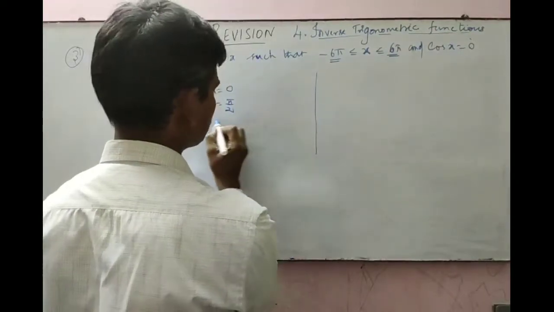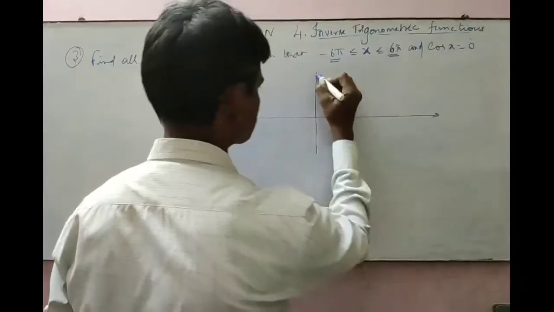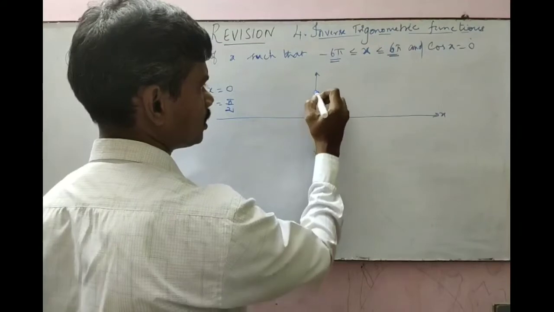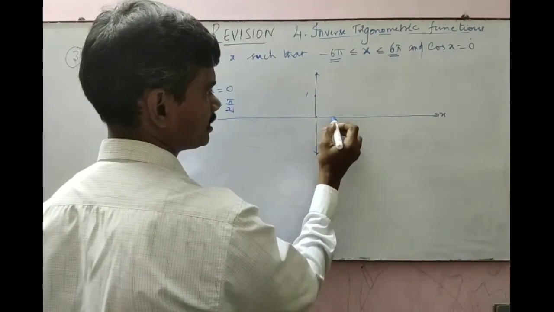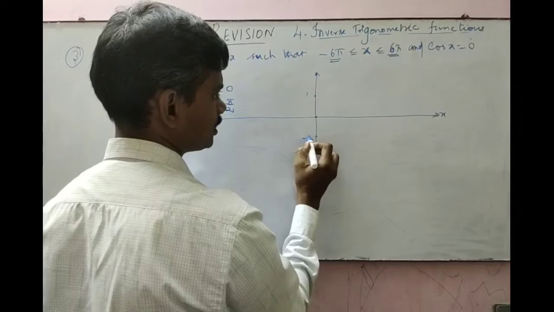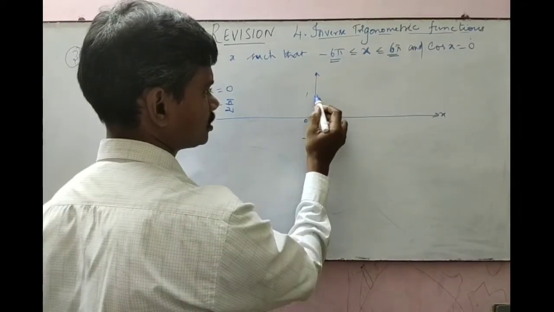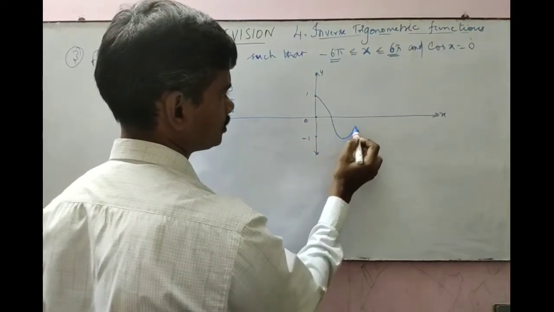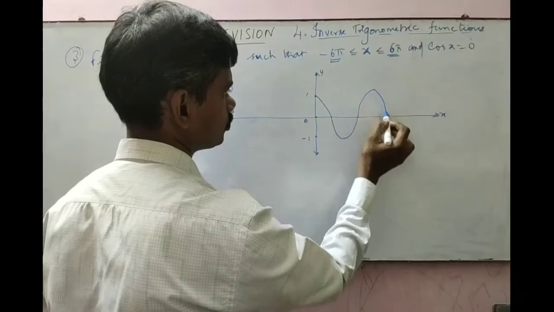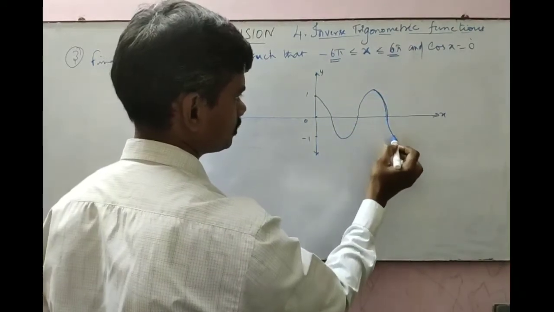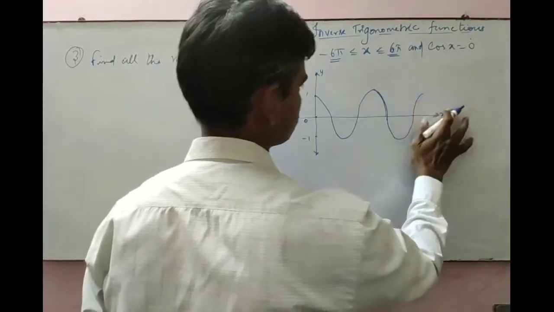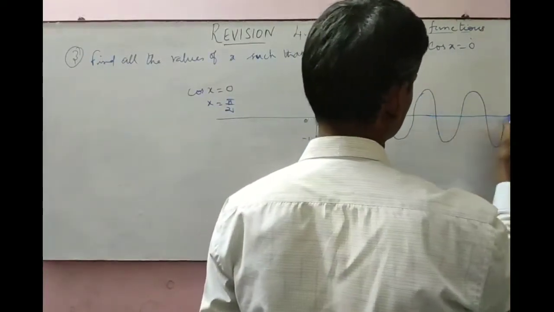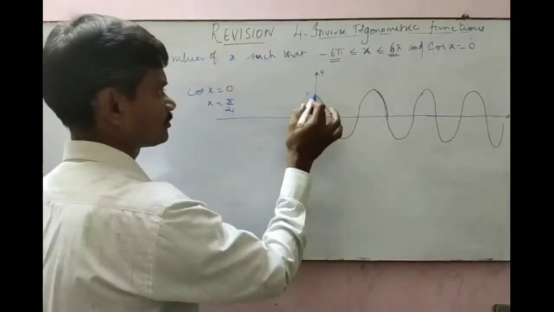So first I am going to draw the graph for reference. What is the value of cos 0? Cos 0 is 1. Cos 90 is 0, cos 180 is minus 1. So I am going to start the curve with cos 0 is 1, then 90, 180, 270, 360, 450, 540 degree, like that. You can extend this. On the left hand side also you can extend.